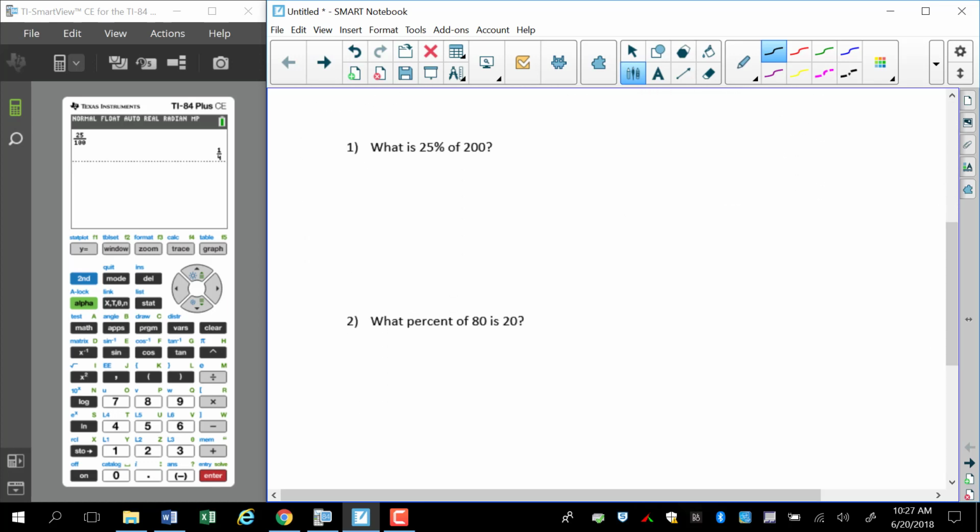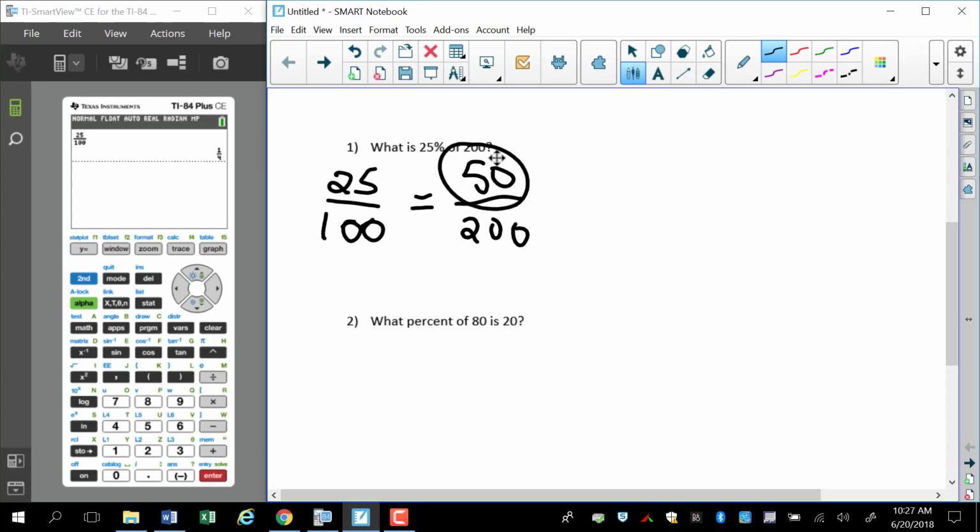So what is 25% of 200? We already established that 25% is the same as 25 out of 100. So how many would that be out of 200? Well, if you double this, your answer is 50. And it's a good way of looking at this type of problem. What is 25% of 200?